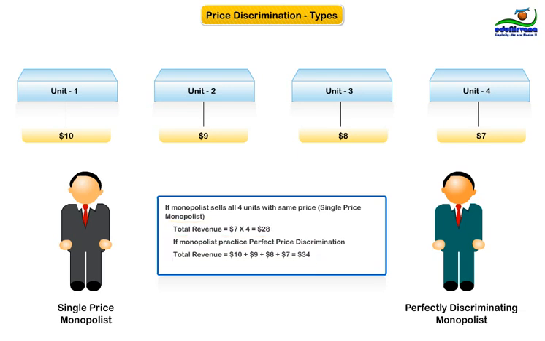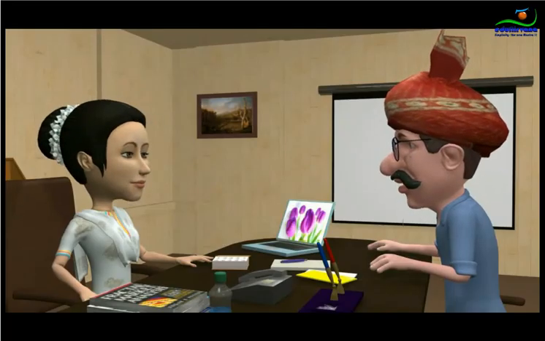For the monopolist who practices perfect price discrimination, price equals marginal revenue. P is equal to MR. To illustrate, when the monopolist sells its second unit for $9, having sold the first unit for $10, its total revenue is $19, or its marginal revenue is $9, which is equal to price. With this, I end my discussion.